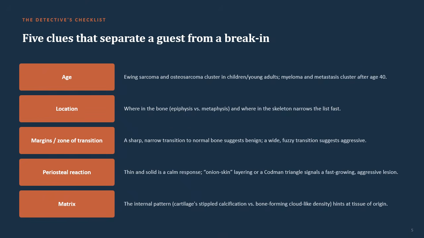All right, the last thing that we're looking at is the matrix. This is the internal pattern, and the pattern that presents is going to hint to what type of tissue the tumor came from.